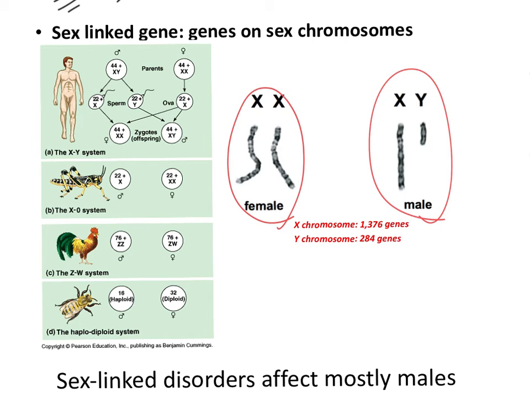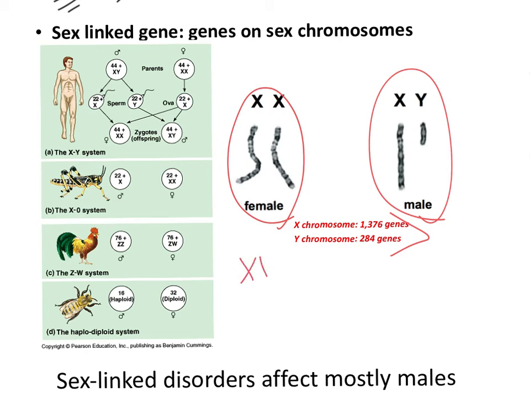As you can see, the X chromosome is much larger in size and in the number of genes that are on it. Therefore, most sex-linked genes in humans are on the X chromosome, simply because the Y chromosome doesn't have nearly as many genes. Usually, when we talk about sex-linked genes, we're talking about recessive genes.